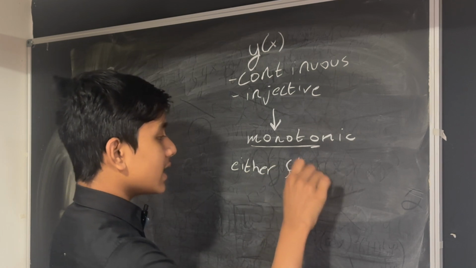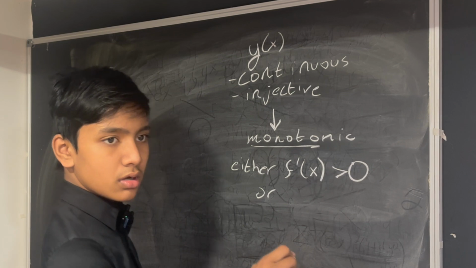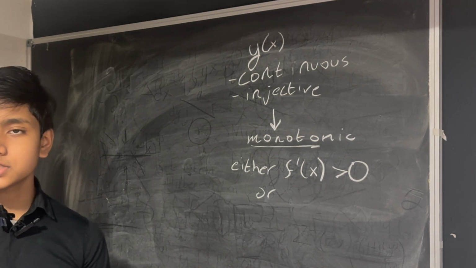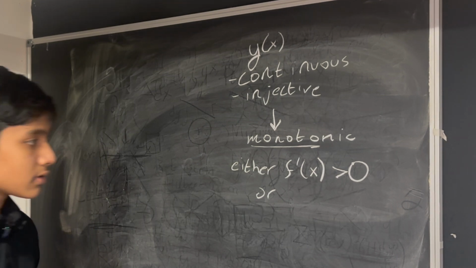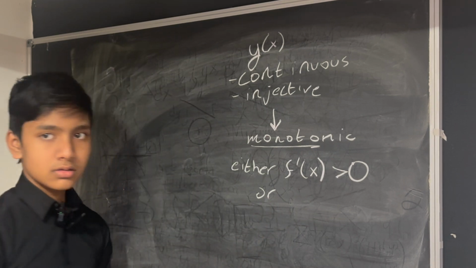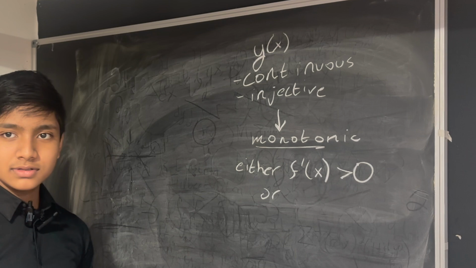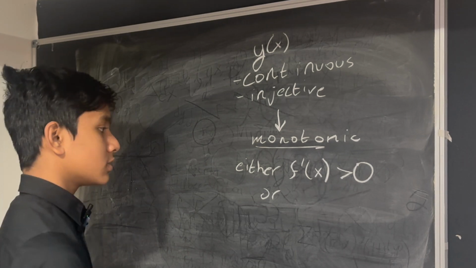f prime of x is always greater than 0, or what is that you're trying to prove? We're trying to prove that any function of two variables cannot be both continuous and injective. And what grade level is it? Definitely not in the high school. It's a little bit like first year, second year.